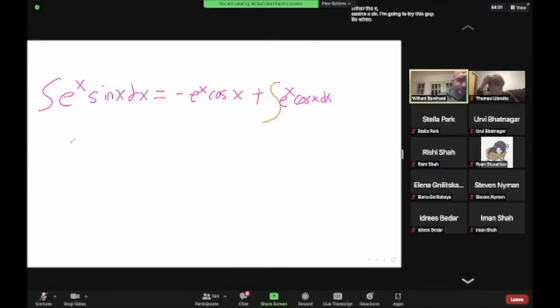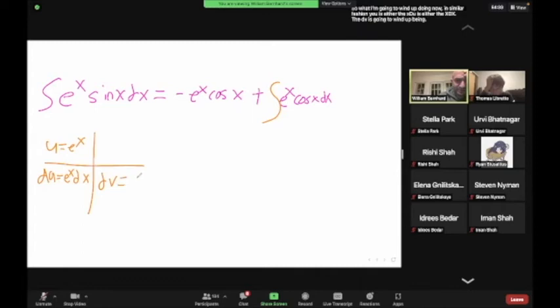So what I'm going to wind up doing now, in similar fashion, u is e to the x, du is e to the x dx. The dv is going to wind up being cosine x dx. And then the v comes out to be sine x.